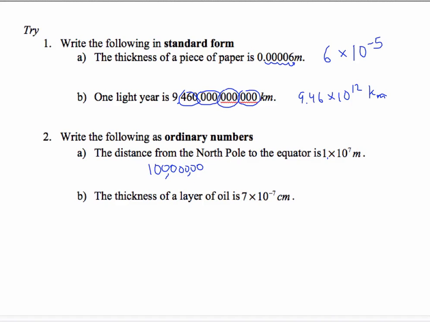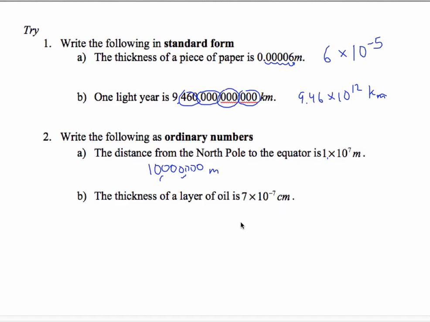Oops, I put the commas in the wrong spot. Looks like about 10 million. Yeah, 10 million meters. Thickness of a layer of oil is 7 times 10 to the power of negative 7 centimeters.